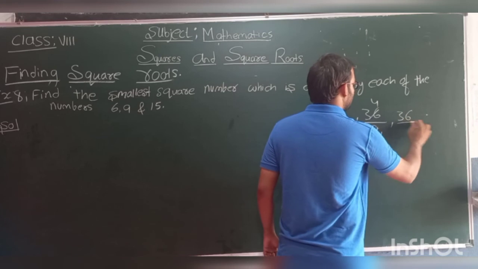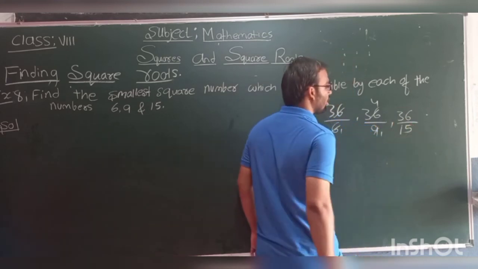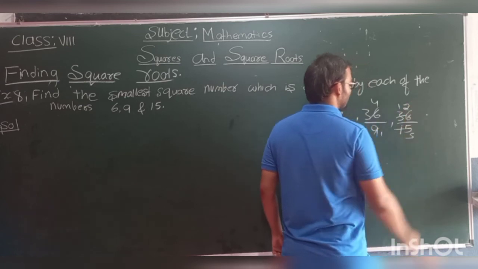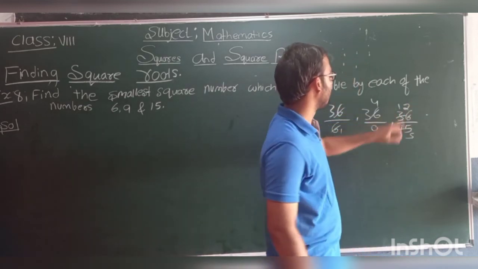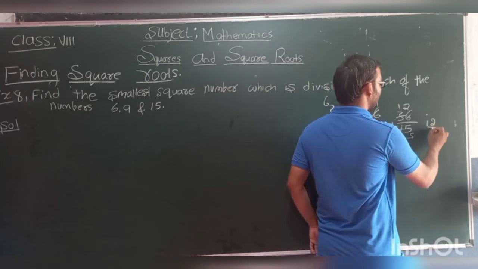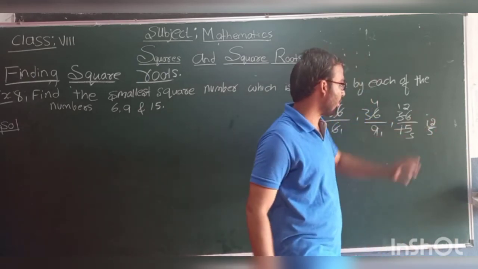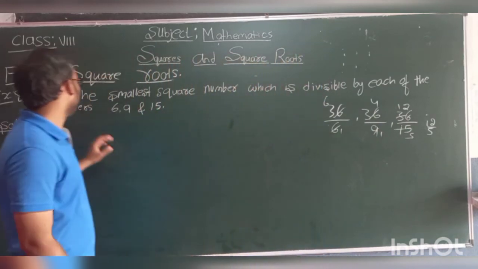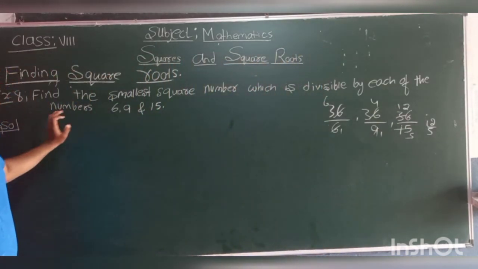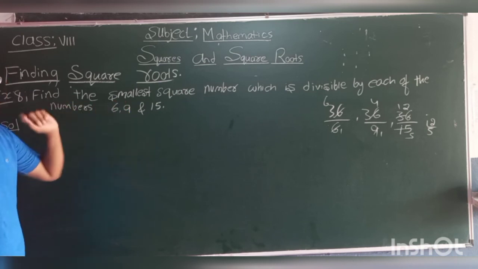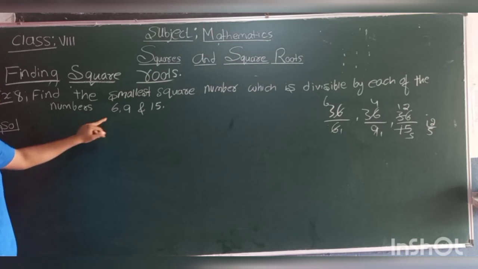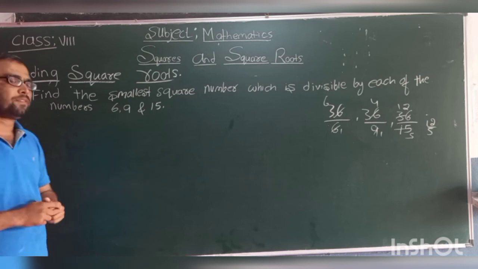And let us check whether this number is divisible by 15. Okay, so 3 5s are 15, 3 1s are 3, 3 2s are 6. So look here students, what did we get? We got 12 by 5. So this number is not completely divisible by 15. So in this case, we need to find the smallest square number, the smallest perfect square, which must be divisible by 6, 9 and 15.